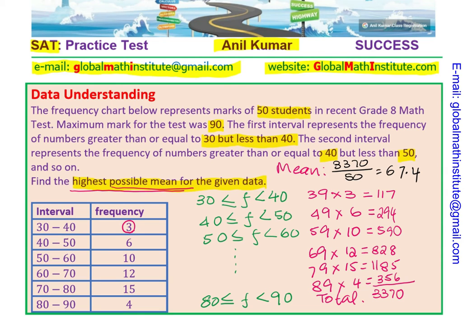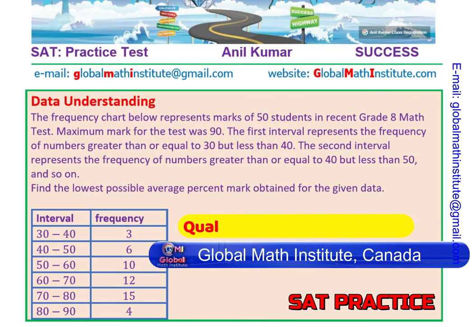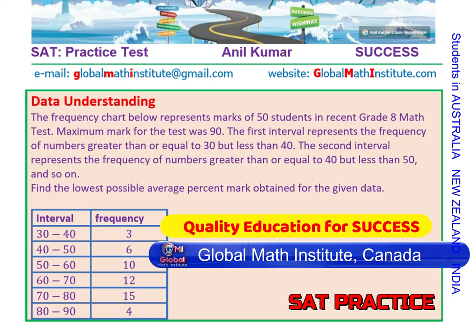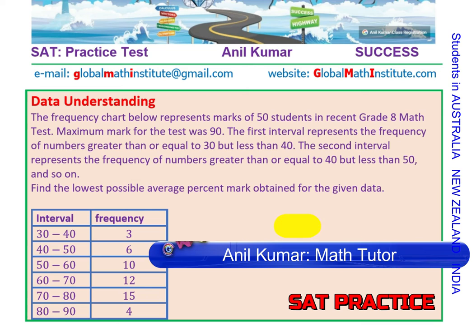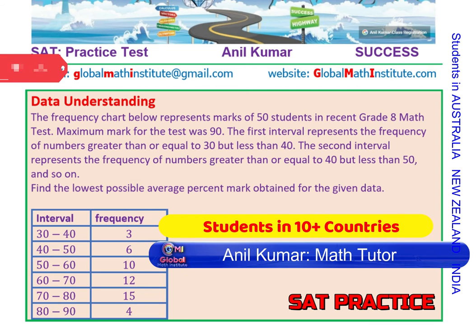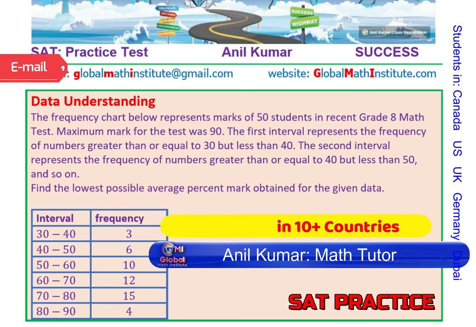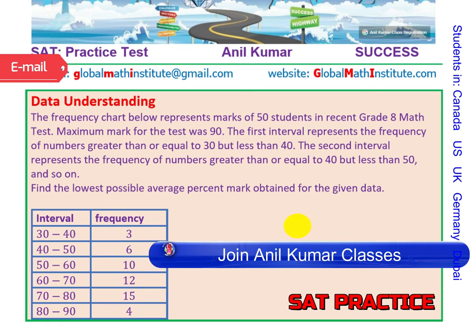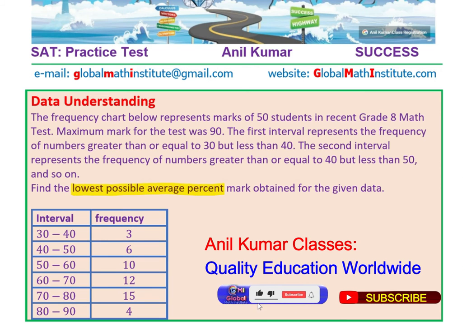Now, exactly similar but with a minor difference. We have another question which says the frequency chart below represents marks of 50 students in a recent grade 8 math test. Maximum marks for the test is 90. The first interval represents the frequency of numbers greater than or equal to 30 but less than 40. The second interval represents the frequency of numbers greater than or equal to 40 but less than 50, and so on. Find the lowest possible average percent.